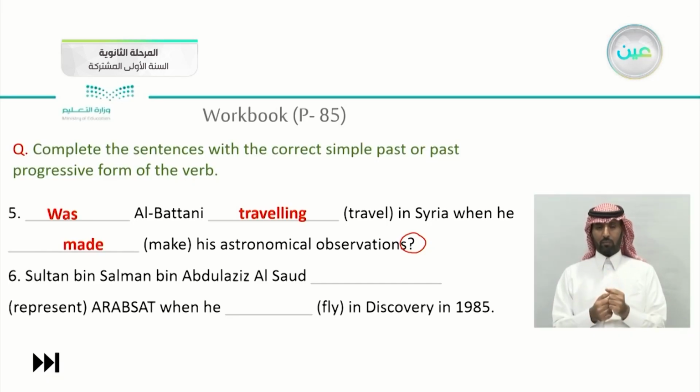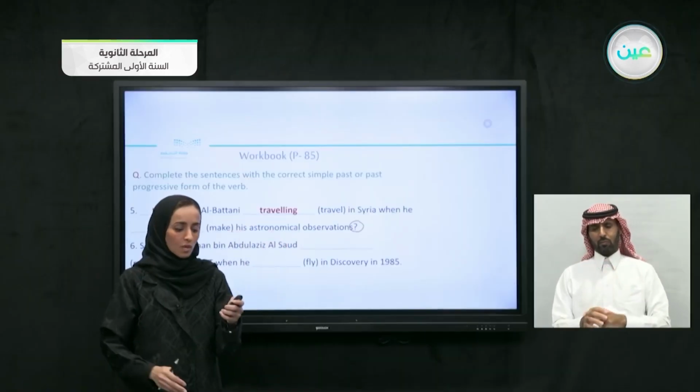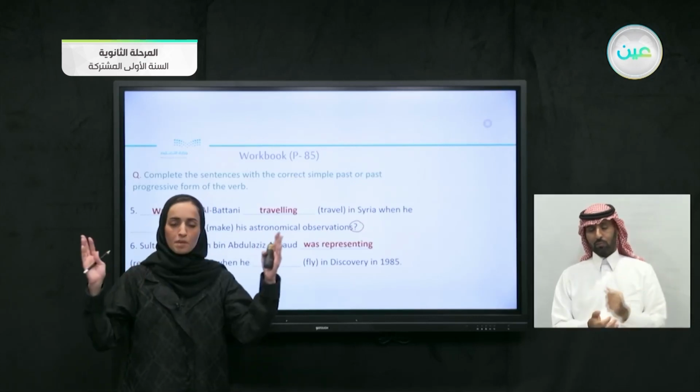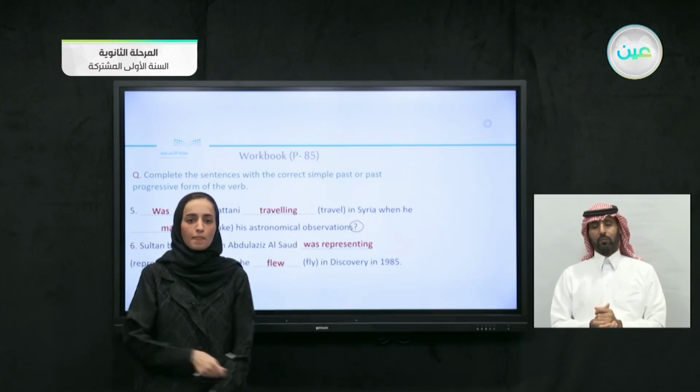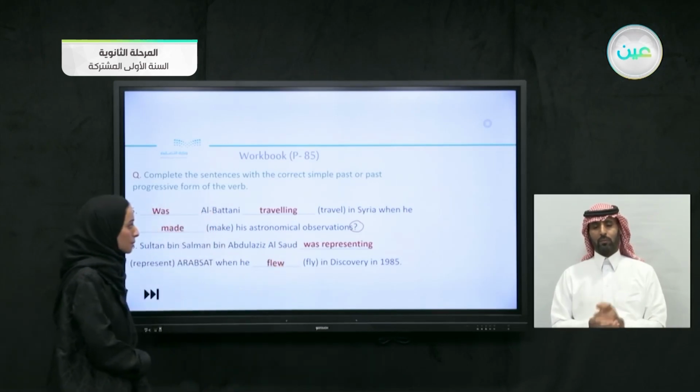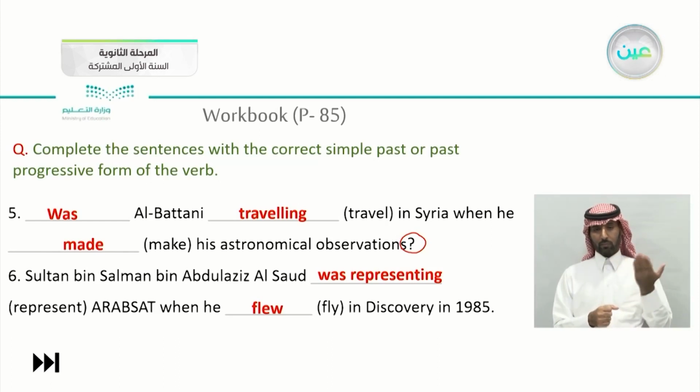Also, Sultan ibn Salman ibn Abdulaziz Al Saud represent Arabsat when he fly in Discovery in 1985. So the whole time he was representing from the beginning until the end, and in the middle when he flew in Discovery 1985. Okay, this is about the simple past with the past progressive, because we're having when.